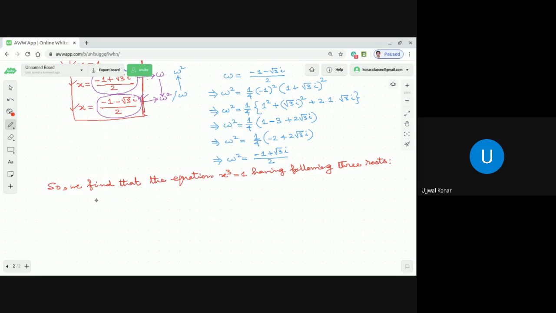What are the roots? 1, omega and omega square. Here omega equal to, we can say, minus 1 plus root 3 into i by 2. It doesn't mean that you need to take this one. You can take the other one also, as I explained, but let's take omega equal to this. So this is the conclusion, what we get.